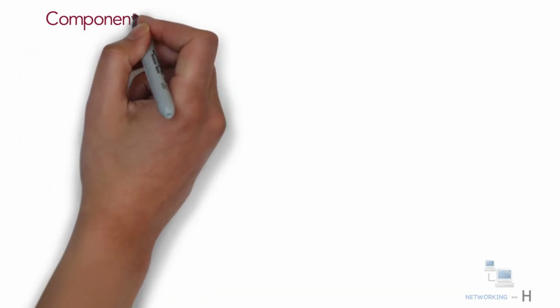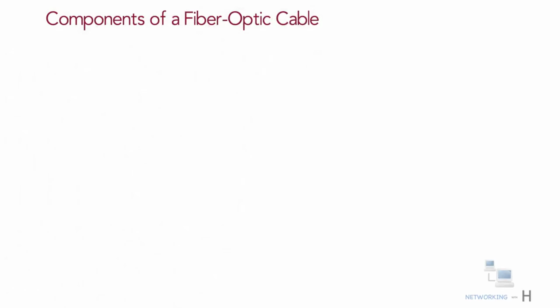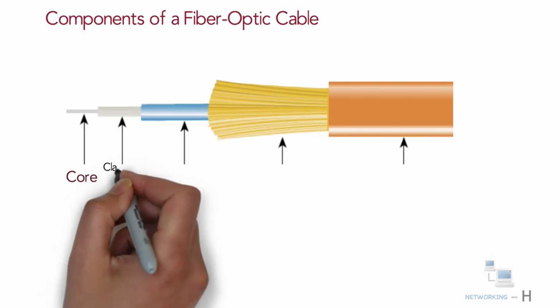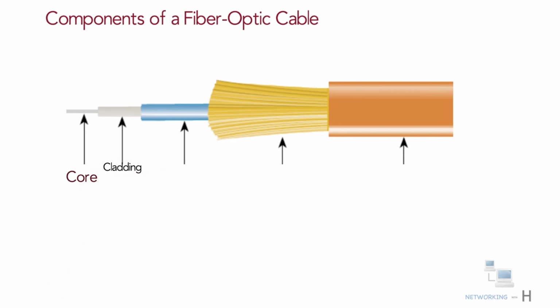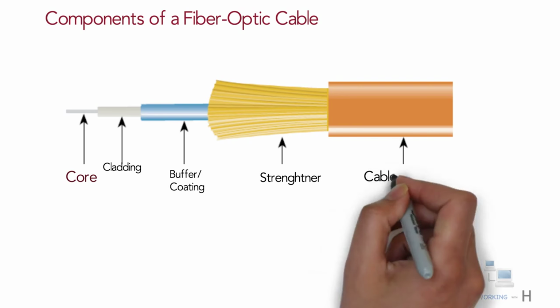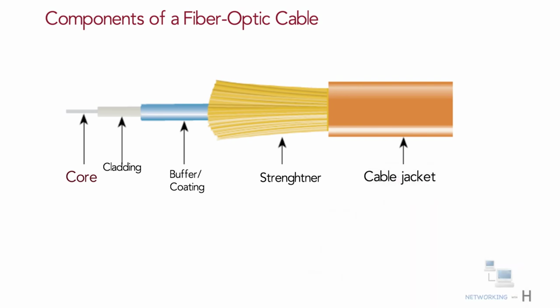Let's see what the components of a fiber optic cable are. Fiber optic is actually composed of two layers of glass, starting with the core, which carries the actual light signal, and the cladding, a layer of glass surrounding the core. Cladding and core work together to create the environment to allow transmission of light over the cable. The three outer layers, buffer or coating, strengthener, and cable jacket, protect the interior of the cable and make the cables easier to install and manage.